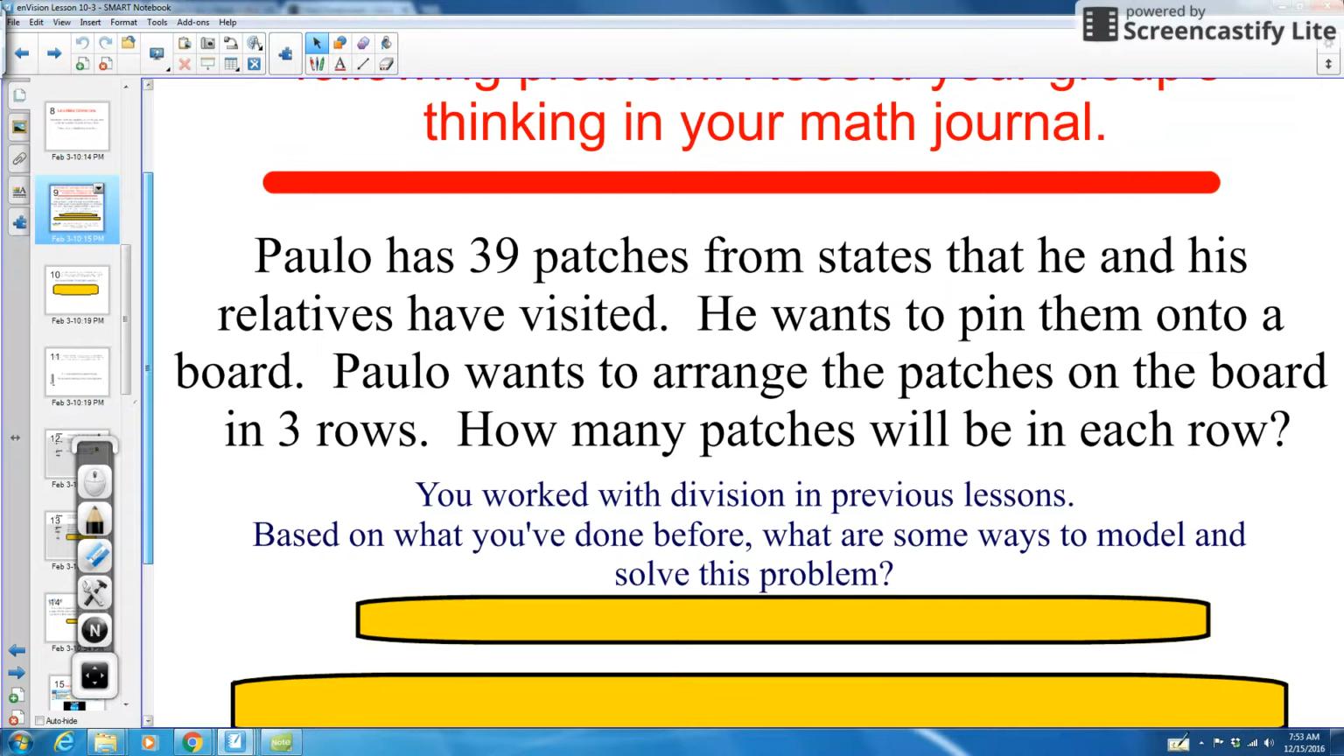It says Paulo has 39 patches from states that he and his relatives have visited. He wants to pin them onto a board. Paulo wants to arrange the patches on the board in 3 rows. How many patches will be in each row?